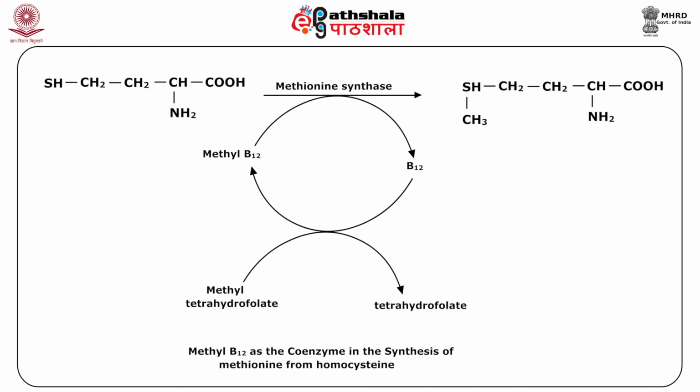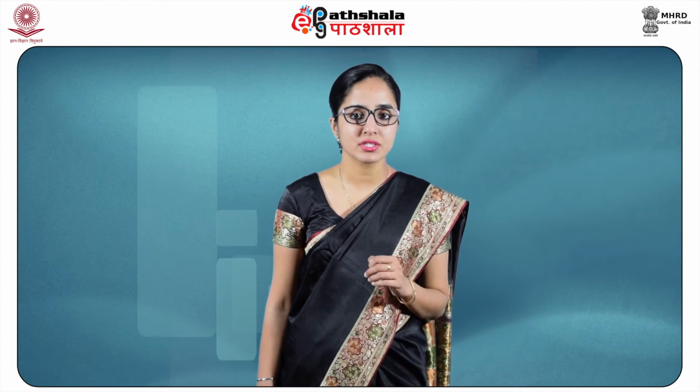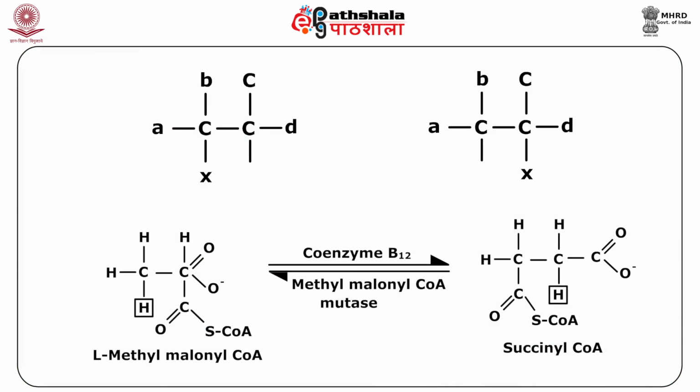Here you can see that methyl B12 is the coenzyme in the synthesis of methionine from homocysteine, the first example of conversion that I took. The function of 5-deoxyadenosylcobalamin involves isomerizations, involving exchange of carbon-bound hydrogen with other carbon-bound functional groups. As shown here, methylmalonyl CoA mutase catalyzes the conversion of L-methylmalonyl CoA to succinyl CoA.